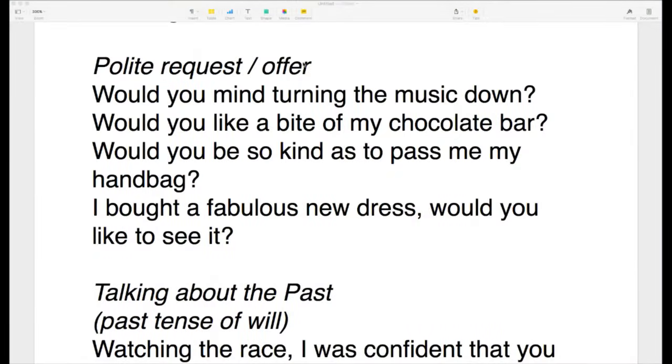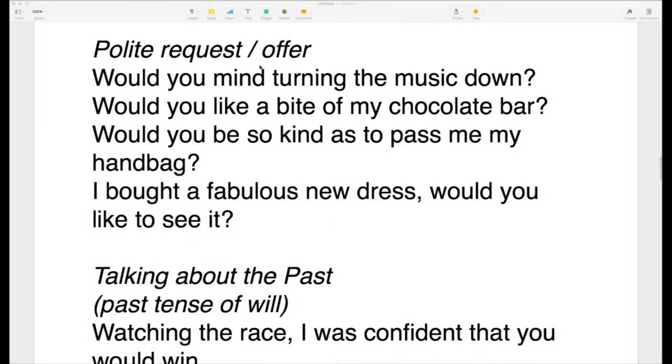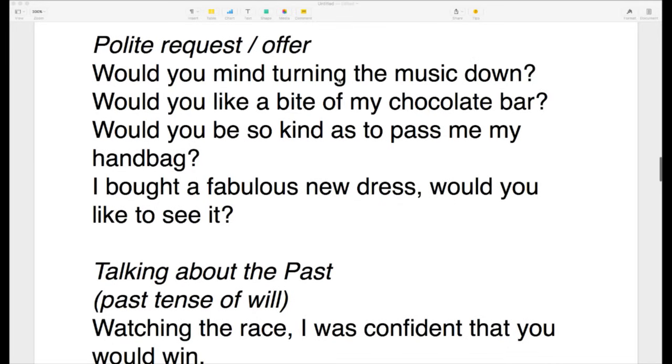Okay, so it's the same also when you're offering something. So rather than saying, do you want a drink? Because that sounds quite abrupt. Do you want a drink? I might say, would you like a drink? So some of the examples I've got written down here are, would you mind turning the music down? So imagining someone is very, very loud, I might have to say, would you mind turning the music down? It's a little bit loud. Thank you very much.